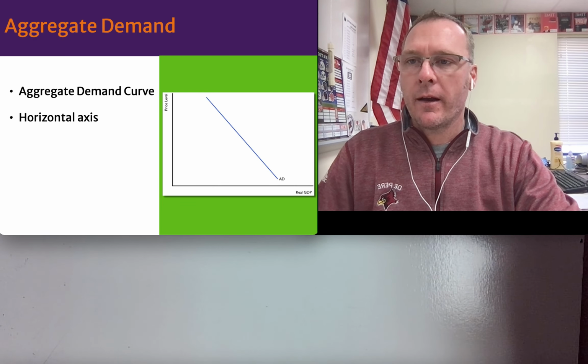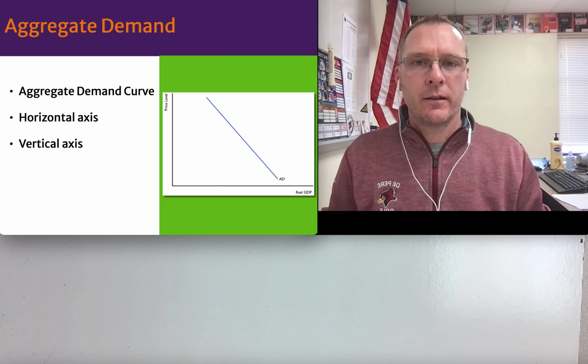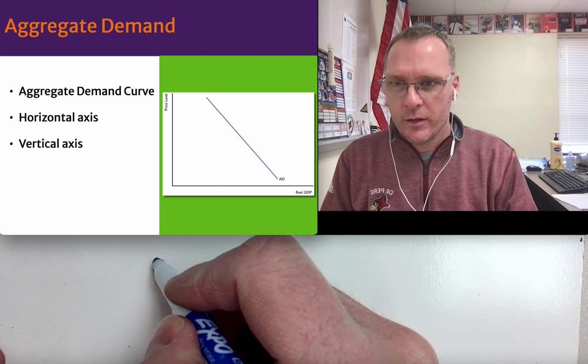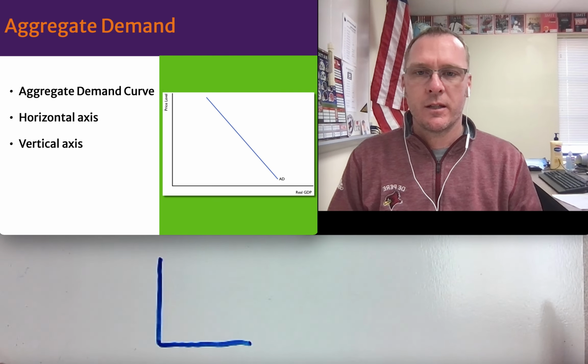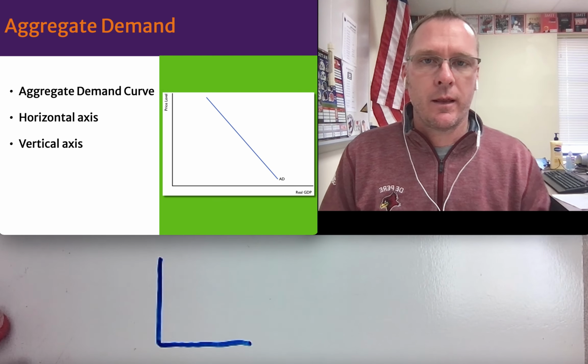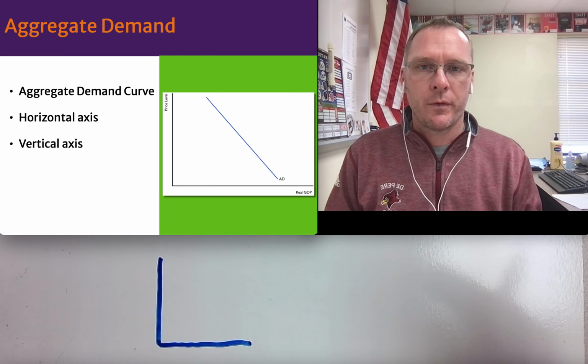So when you think about aggregate demand, it looks like a demand curve, right? As we're dealing with aggregate demand here, the only difference is this is the demand for everything. So we have a couple different labels.